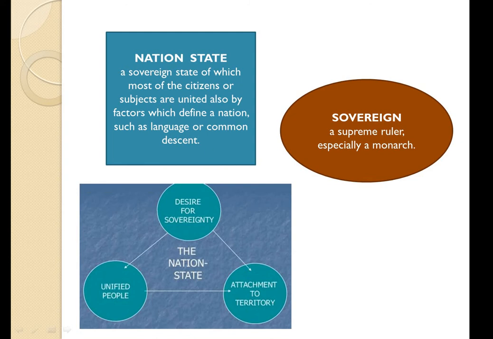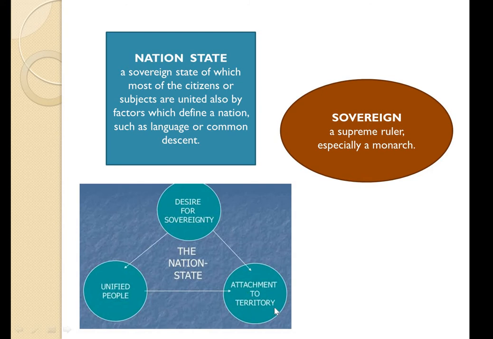Now look at the nation state. This is a different picture which I've given. When you start with a desire for sovereignty, this is what the artist wanted: everybody under the rule of one supreme ruler. If you have a wish for sovereignty, you should have people unified, and that will lead to attachment to territory.